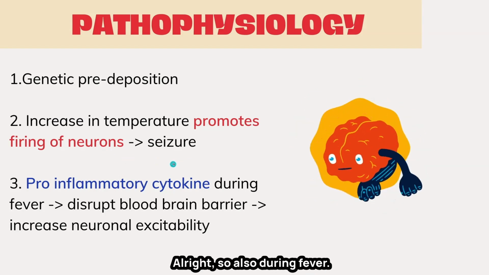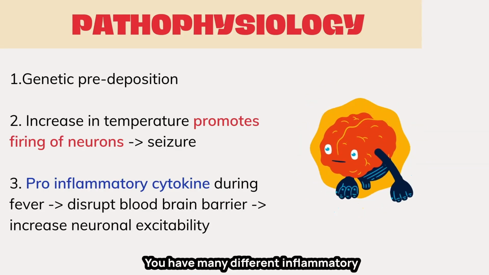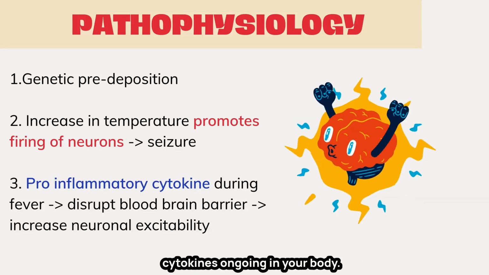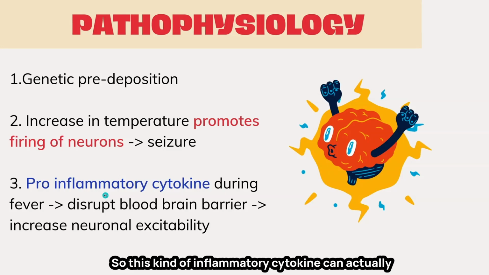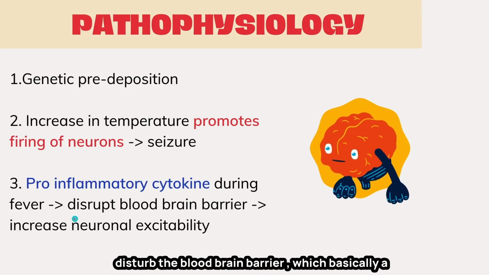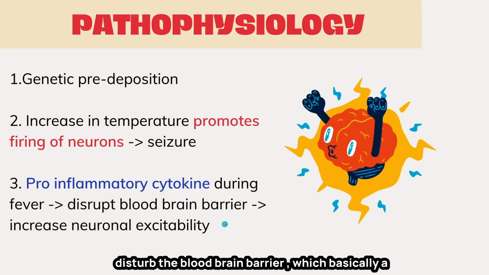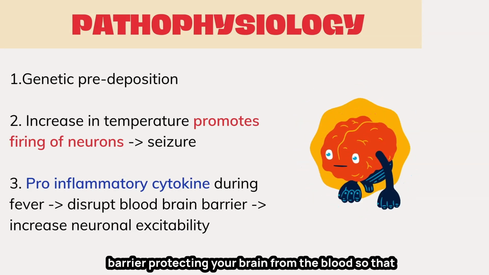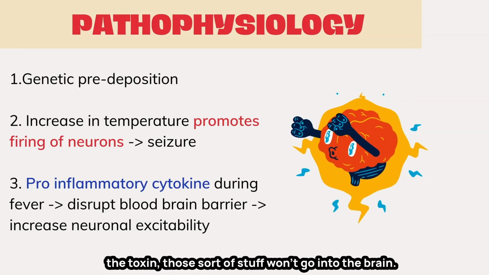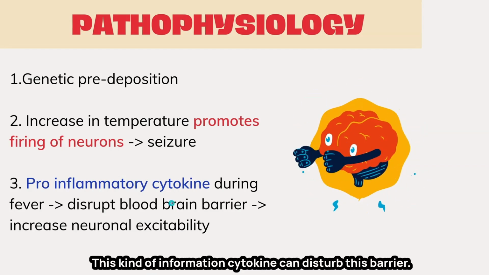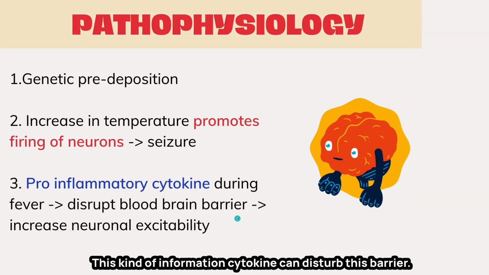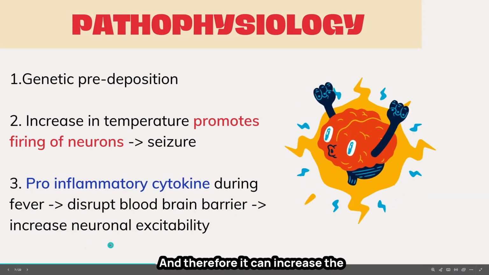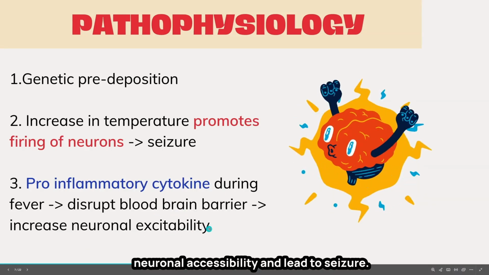Also, during fever, you have many different inflammatory cytokines ongoing in your body. These inflammatory cytokines can actually disturb the blood-brain barrier, which is basically a barrier protecting your brain from the blood so that toxins and those sorts of things won't go into the brain. This disturbance can increase the neuronal excitability and lead to seizure.